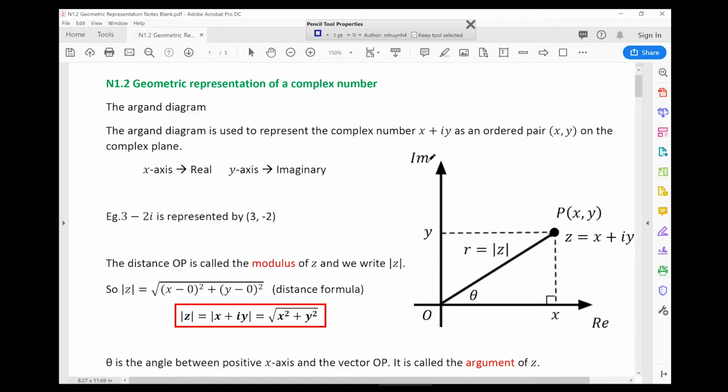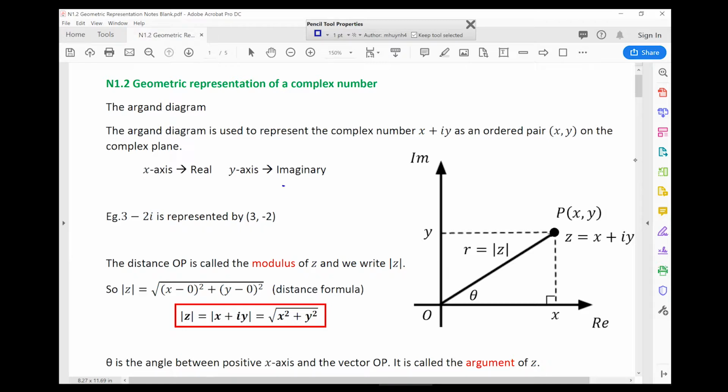So just say this point here, z equals x plus iy. You can see the distance across, that's your x, the real bit, and then the height up is your y value. So that point P there is (x, y). If we had the example 3 minus 2i, the real bit is the x value, so that point would be (3, -2).